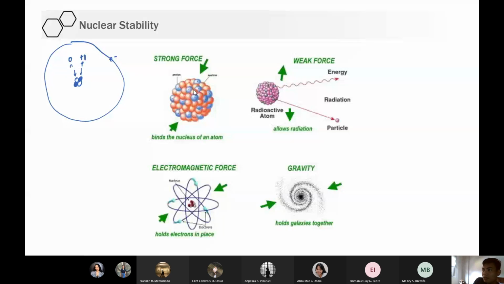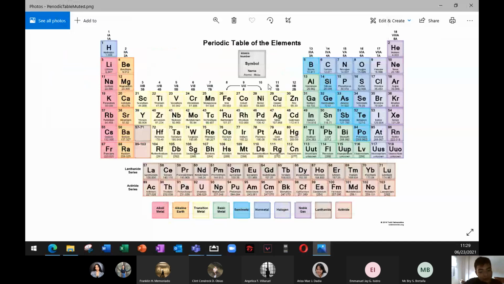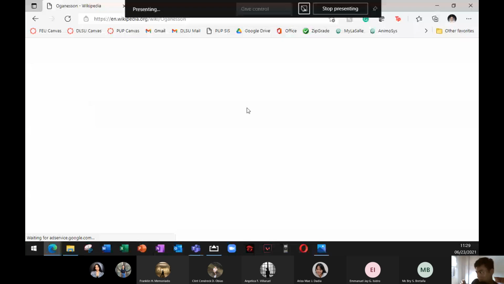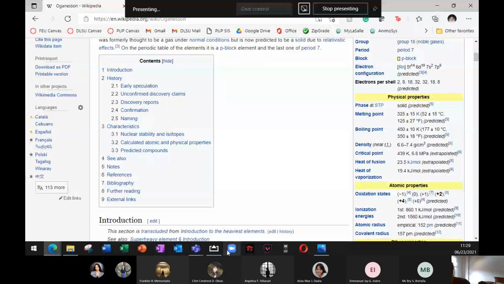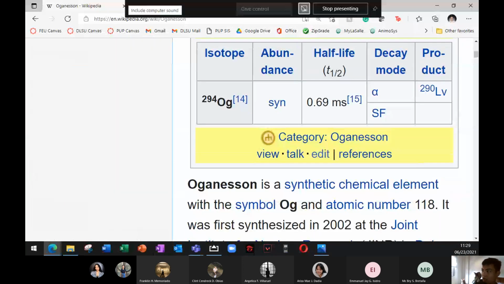Okay? Kaya nga, di ba mapapansin nyo, di ba gumagawa sila ng new elements? For example, the organeson. Wala pala dyan. Punta tayo sa Google. Pakita ko sa inyo kung ano yung punto ko sa sinasabi ko. Wikipedia tayo. Ito, organeson. Wait lang. For example, this is organeson.